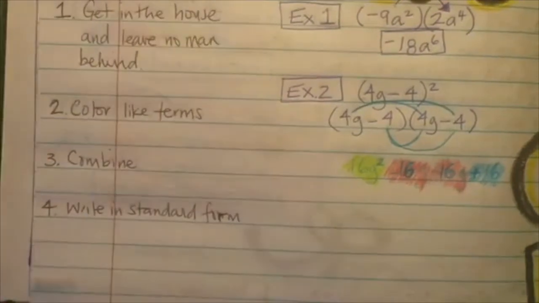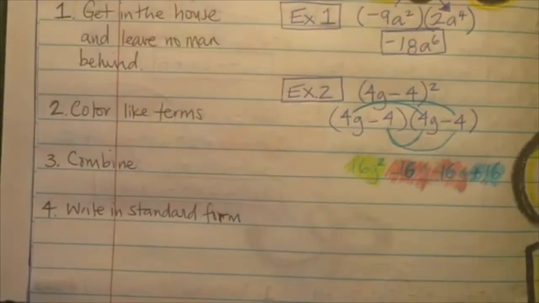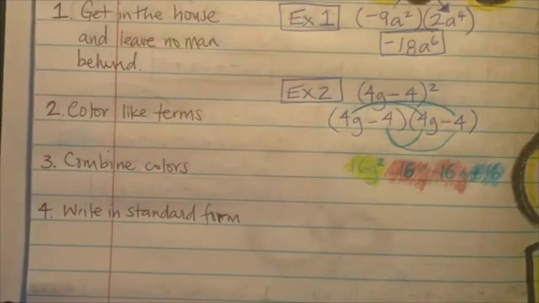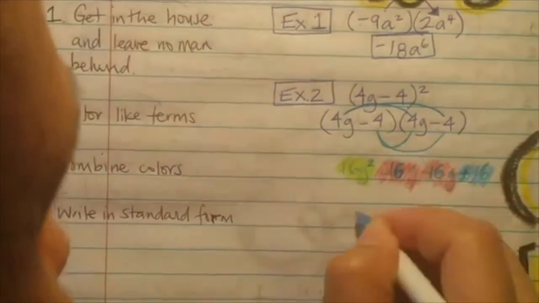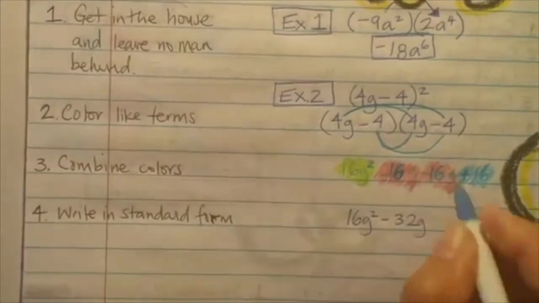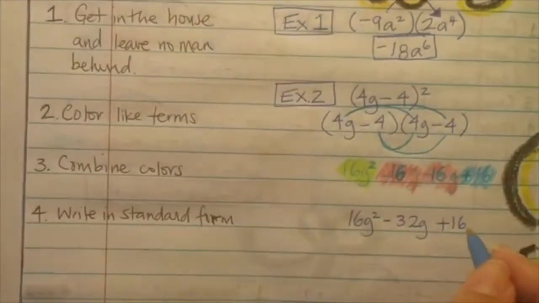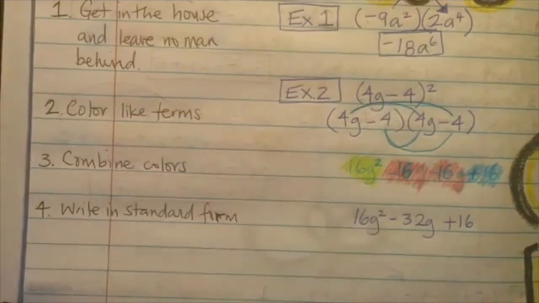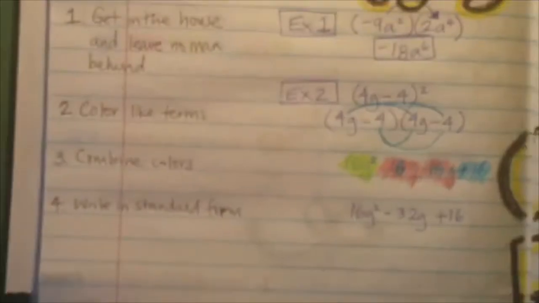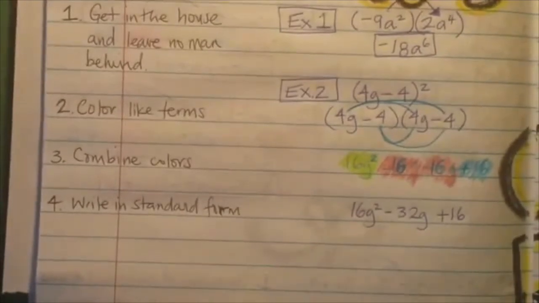Then it says go ahead and combine them. So it looks like squared green is by itself. So it's just going to be 16g squared. And then my reds, it's going to be tigers meet tigers, more tigers, so negative 32g, and my blue by itself. And make sure it's in standard form, so it goes in decreasing order. You have 2, 1, 0, that's fine. And that's it. Alright, we'll do one more example just to make sure we got it.